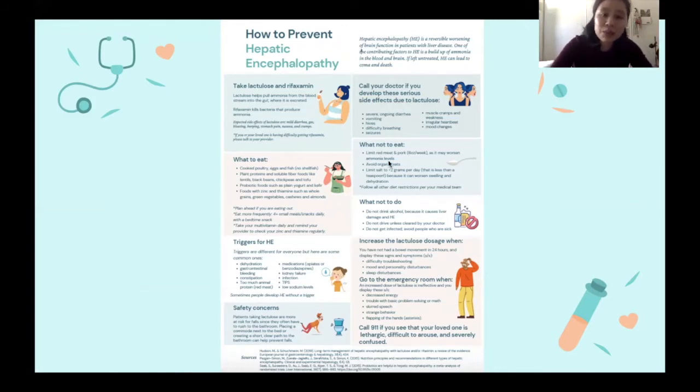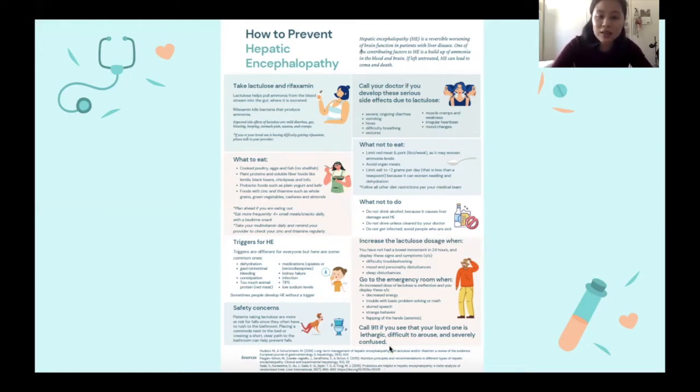We have a what to eat, what not to eat. Side effects due to lactulose. We have triggers. So if people can avoid the triggers for hepatic encephalopathy, that'd be great. Safety concerns, because people taking lactulose often have to use the bathroom more often. They should be close to a bathroom at all times or make a clear path to the bathroom. What not to do, don't drink, shouldn't do that in general, because it can cause liver damage and hepatic encephalopathy if you already have liver damage.